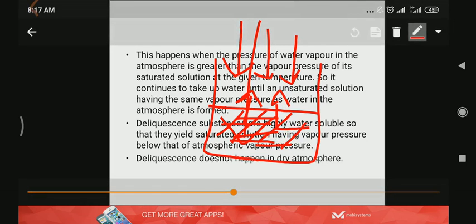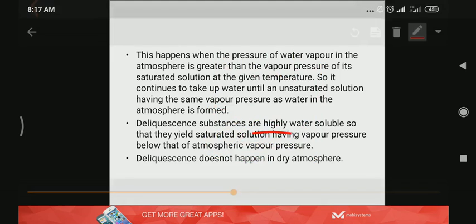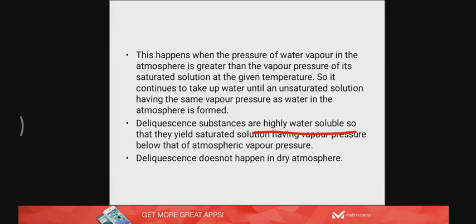Right? So this is what is called deliquescence. So a deliquescent substance has a property that it is highly water soluble. Then only it will be deliquescent, because when NaOH is put in water, it readily dissolves. So what happens?